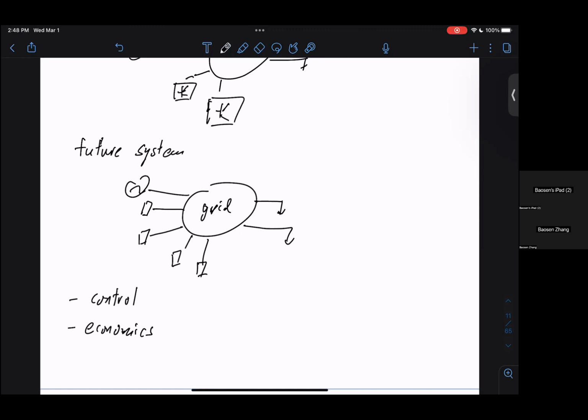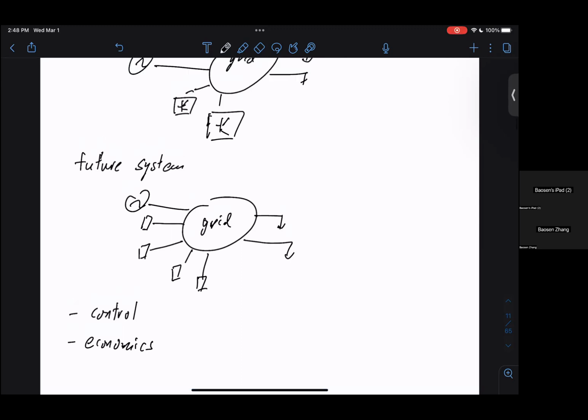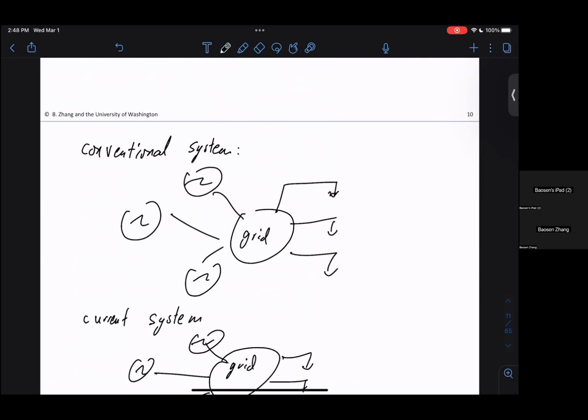Right now, if you're a big generator, you don't necessarily get paid to do frequency response. You're basically told you have to do it. This is enforced on you. You have to do it. And overall, it actually balances out for you.